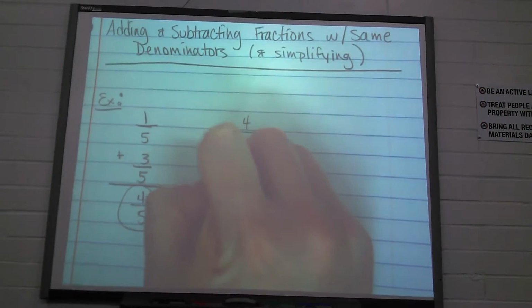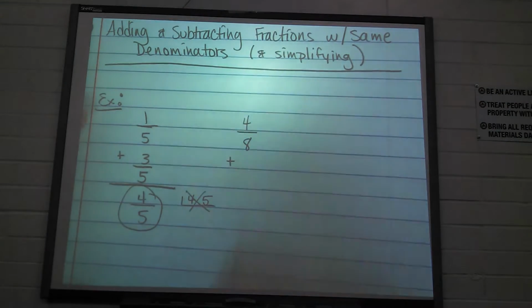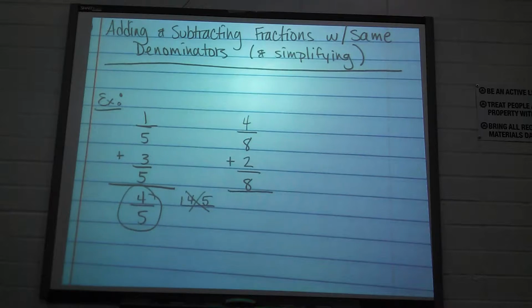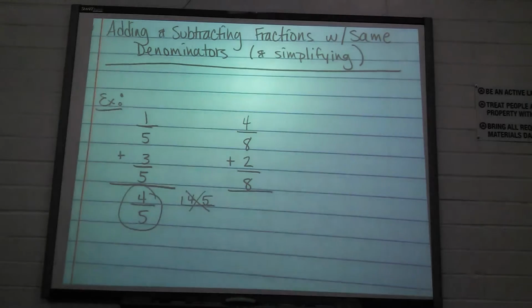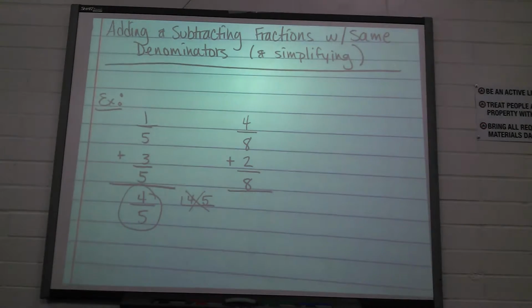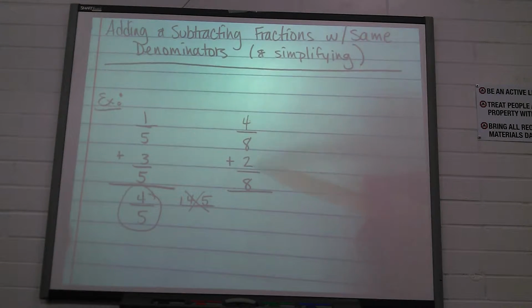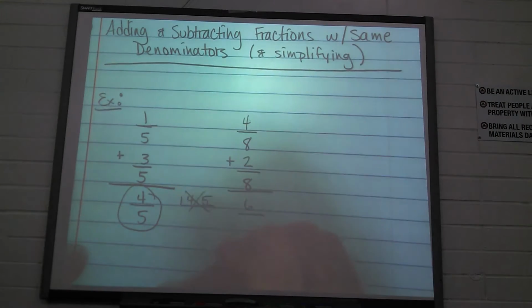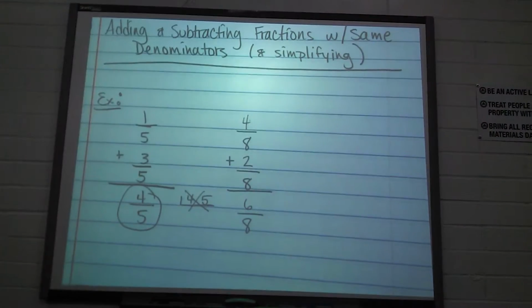4/8 plus 2/8. We start with our numerators. Actually, let's look at our denominators. Are they the same? Yes, our denominators are already the same. They are both 8. So let's look at our numerators. 4 plus 2 is 6. And then our denominator stays the same. That is 8.